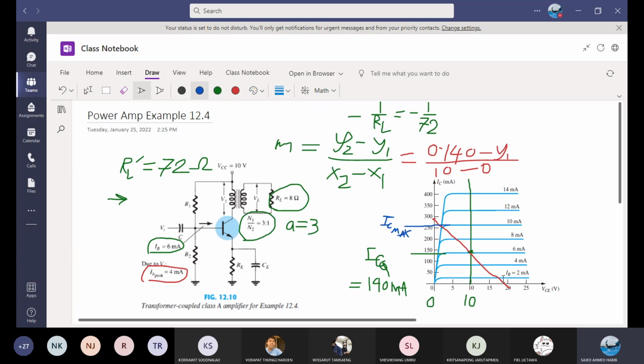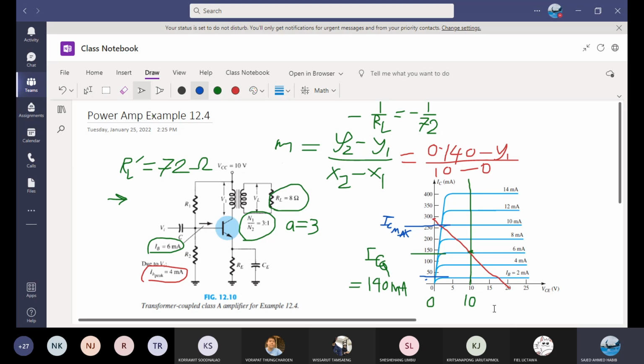And then, do I go all the way here? No. 6 minus 4 is how much? 2 milliamp. So this will be my, just extend the line. IC minimum, it looks like 25 milliamp. This one to me looks like, I don't know, what should I say, 260 milliamp or 255?